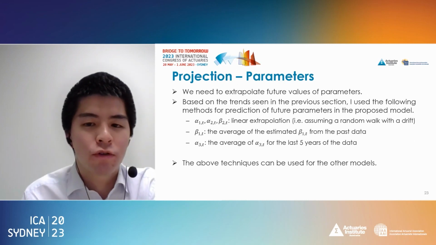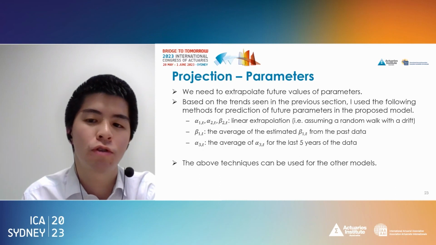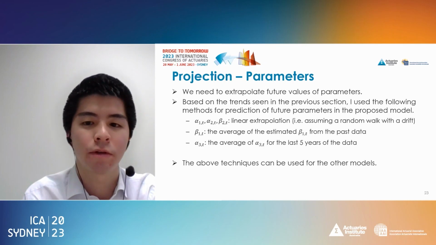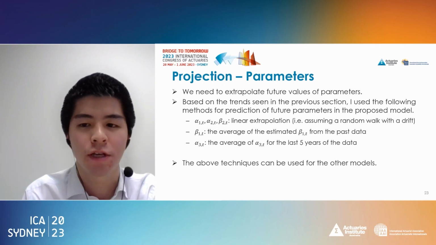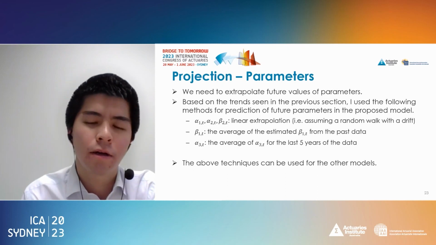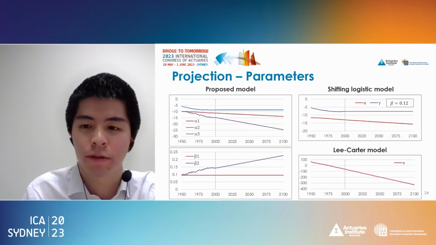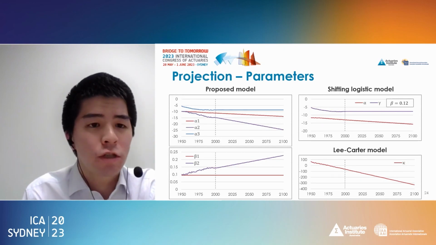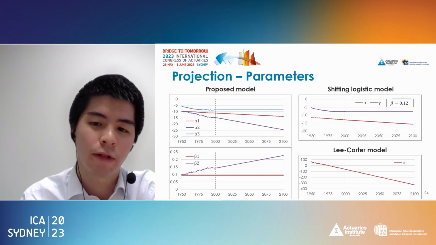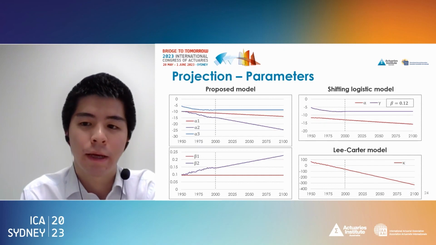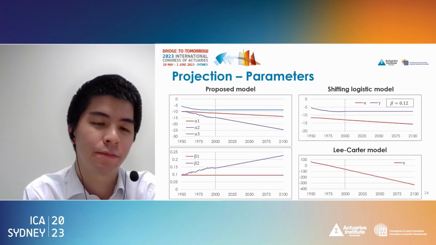And to forecast future mortality, we need to extrapolate future values of parameters. I decided the way of extrapolation for each parameter according to the estimated values seen in the previous section. Here, I'll omit the details of these methods. Instead, I'll show the paths of parameters as charts. As you can see, each parameter is extended linearly or flatly, depending on the trend seen in the data period. The data period is shown on the left side of the vertical dashed line.